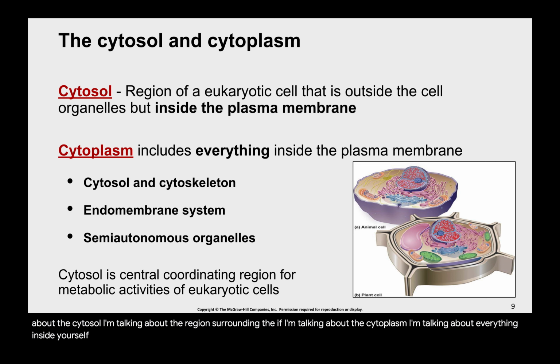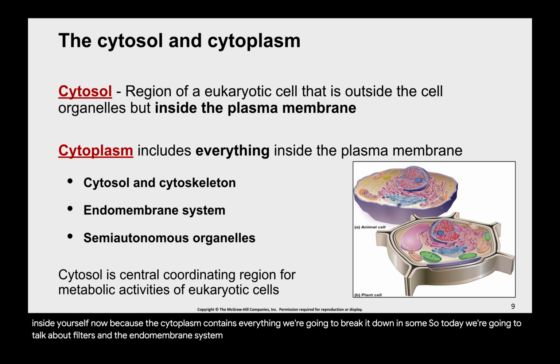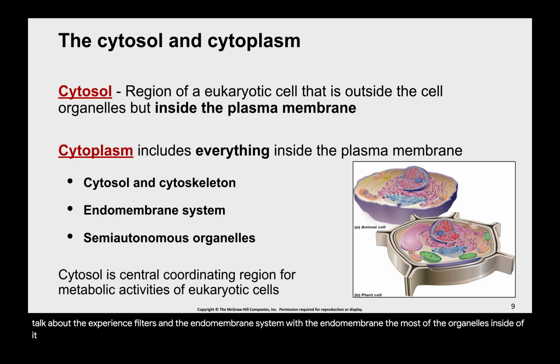Now, because the cytoplasm contains everything, we're going to break it down into some components. Today we're really going to talk about the cytoskeleton and the endomembrane system, the endomembrane system being most of the organelles inside of the cell. And then on Wednesday we will finish it off with the semi-autonomous organelles. They function a little bit differently inside of cells. So let's start talking about the cytoskeleton.